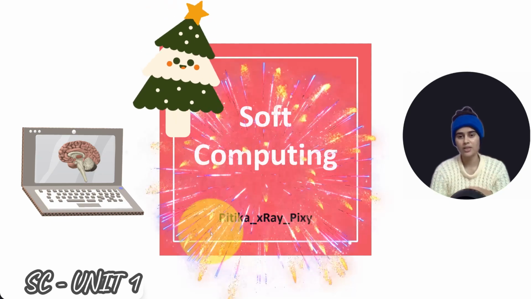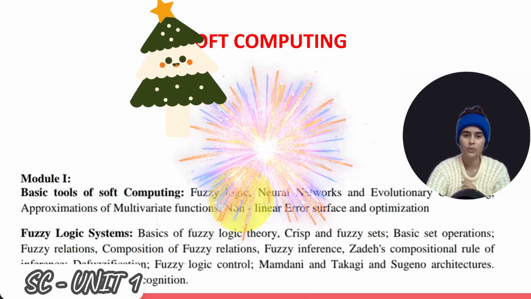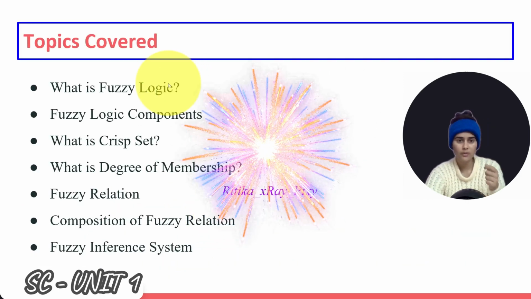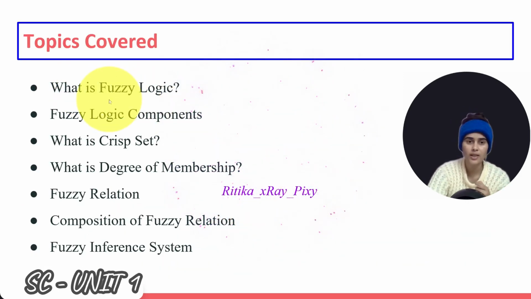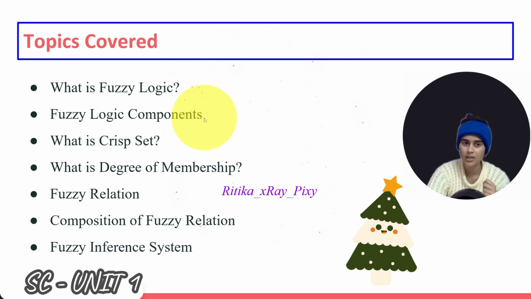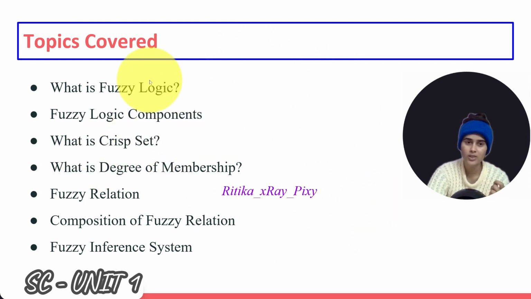In this video, we will discuss soft computing module 1. We will cover certain topics from this module. Topics covered in this video. First, we will start with what is fuzzy logic components. We will try to understand this using examples. What is crisp set? How fuzzy logic is different from traditional logic.